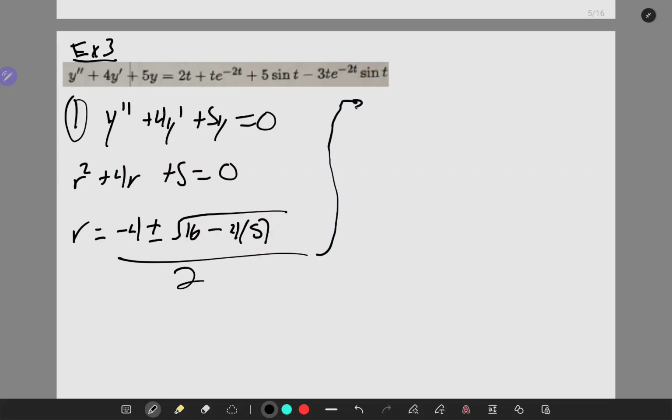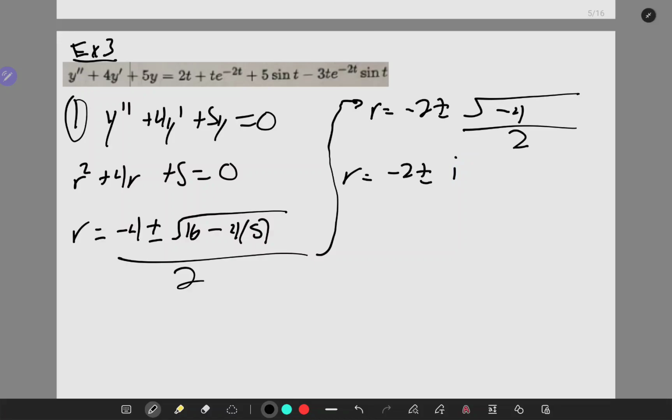I'm going to bring this up here. r is equal to negative 2 plus or minus, that is 16 minus 20, negative 4 over 2. Square root of negative 4 over 2. Negative 2 plus or minus, that's 2i. 2 divided by 2 is 1, so just i. So r is either equal to negative 2 plus i or negative 2 minus i.